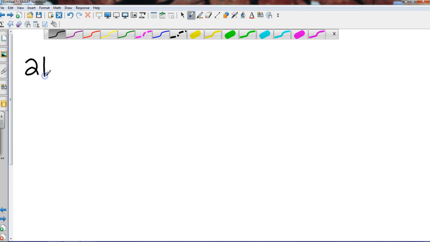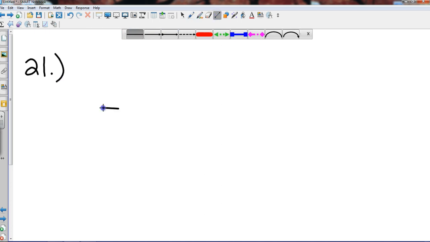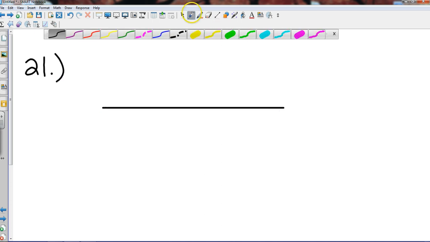All right, 21. I'm going from negative 1 to 1. Okay, what's going to be above negative 1? Closed circle. What's going to be above 1? Closed circle. And which way am I going? Pinched together.